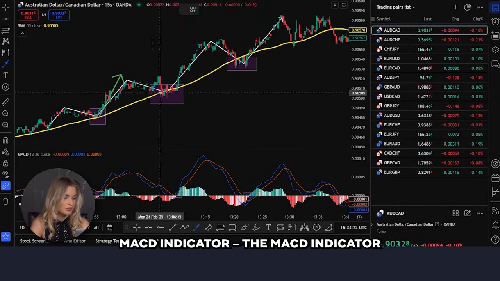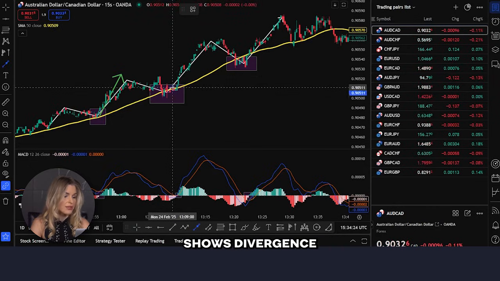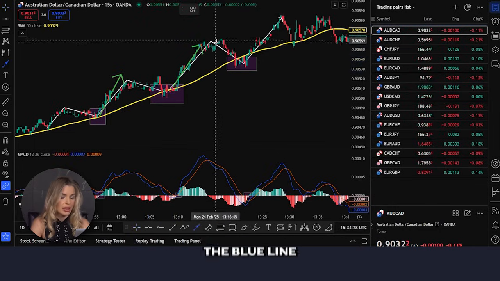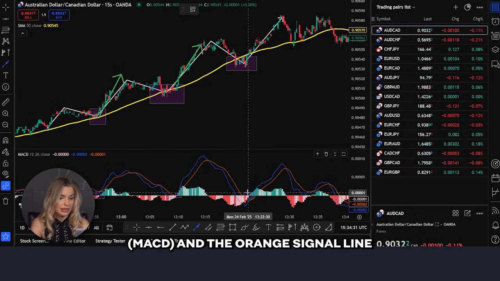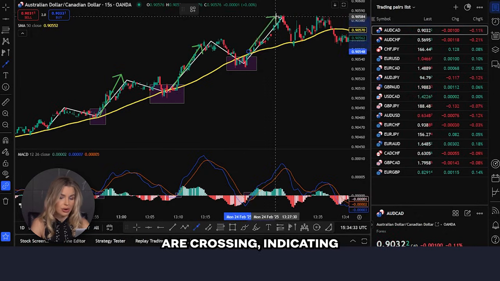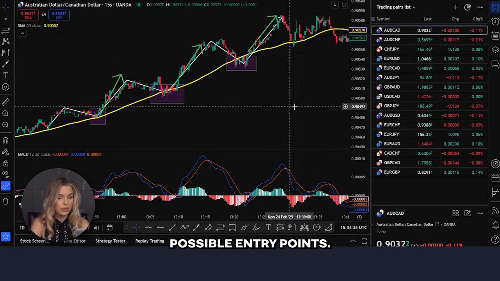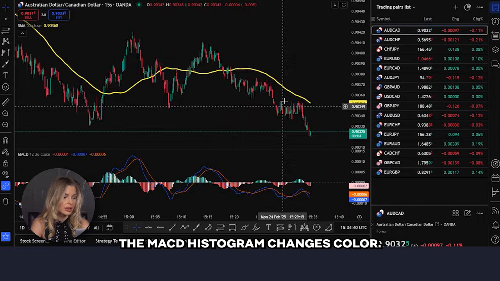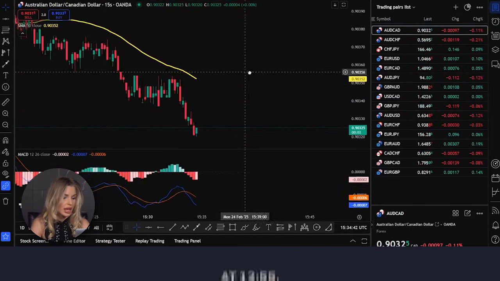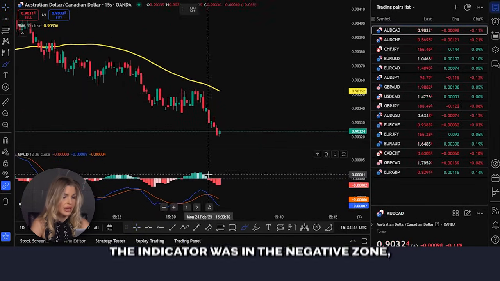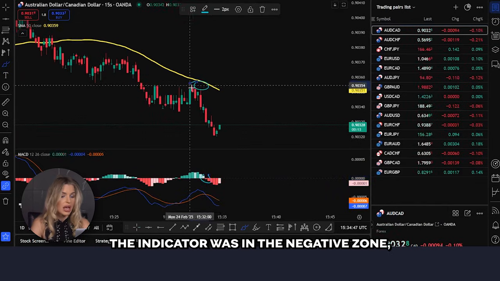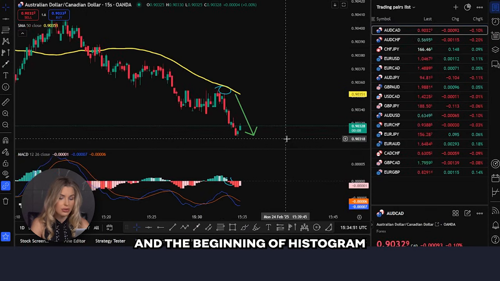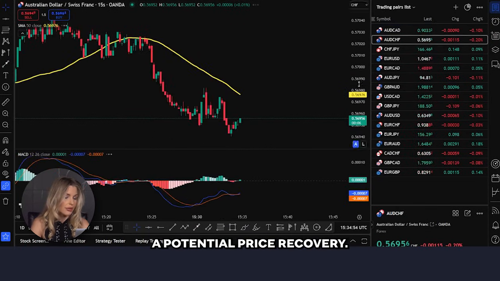MACD indicator. The MACD indicator shows divergence between the moving averages and the histogram. The blue line, MACD, and the orange signal line are crossing, indicating possible entry points. The MACD histogram changes color. At 12:55, the indicator was in the negative zone, but the crossing of MACD lines and the beginning of histogram growth indicate a potential price recovery.